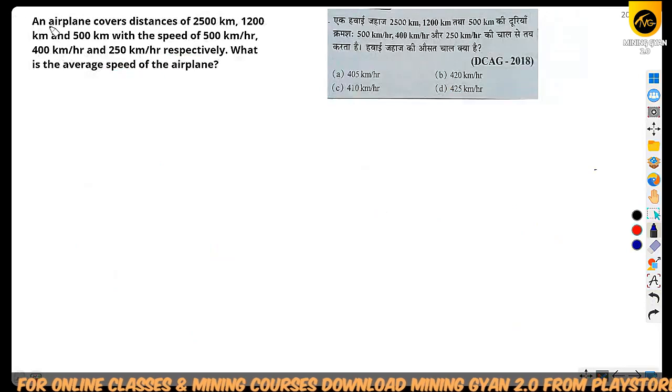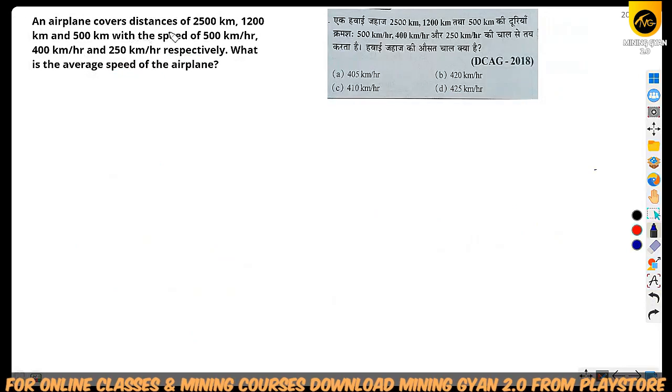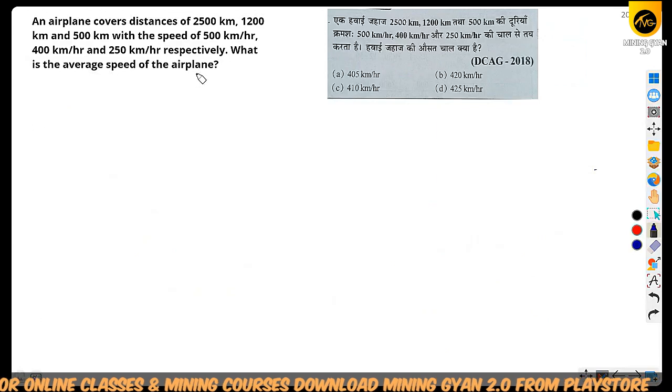The next question is: an aeroplane covers distances of 2500 kilometer, 1200 kilometer and 500 kilometer with speeds of 500 kilometer per hour, 400 kilometer per hour and 250 kilometer per hour respectively. What is the average speed of the aeroplane?